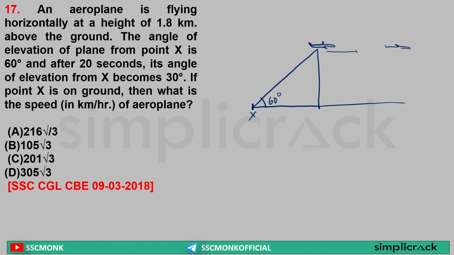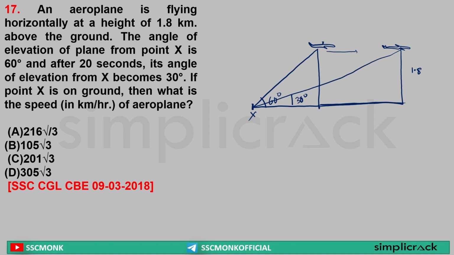So now this plane is over here. The distance is the same because it is moving in a straight line, that is 1.8 kilometer. And the angle is now 30 degree. It is saying if the point X is on the ground, then what is the speed of the aeroplane?